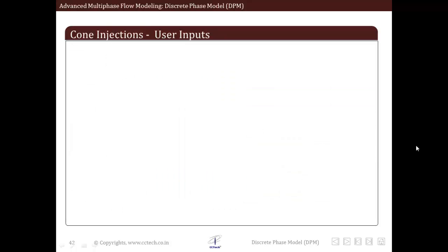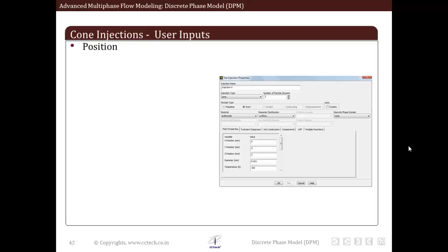Let us see what user inputs are required for cone injections. First is position. This is how the set injection properties looks like. We select cone injection here in the injection type. We give the position here. These are the coordinates of the origin of the spray cone. If we imagine a cone, then the vertex point of it is this particular position, and we have to give the xyz of that vertex.